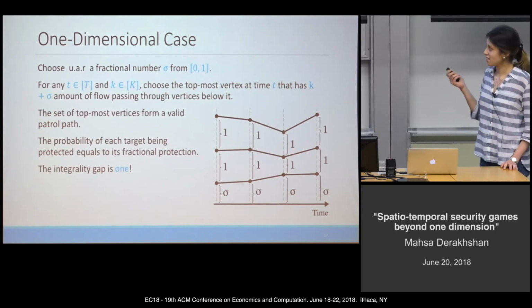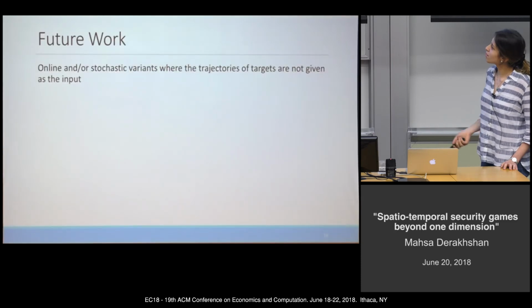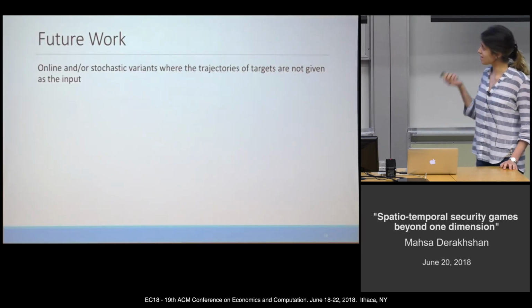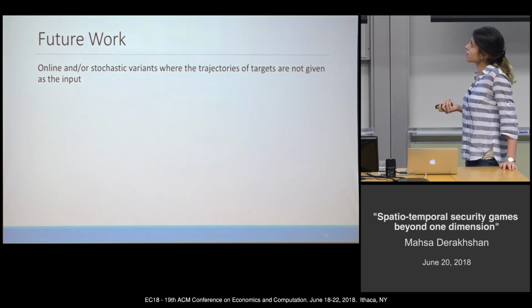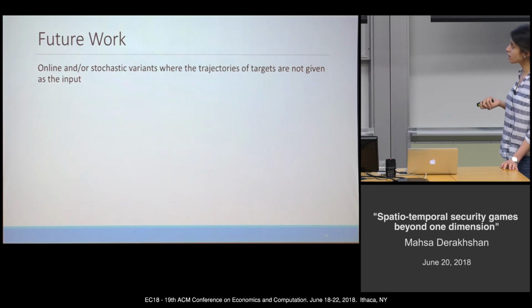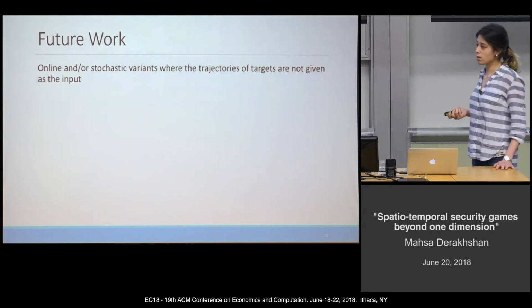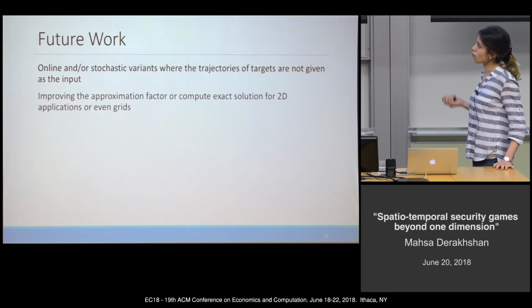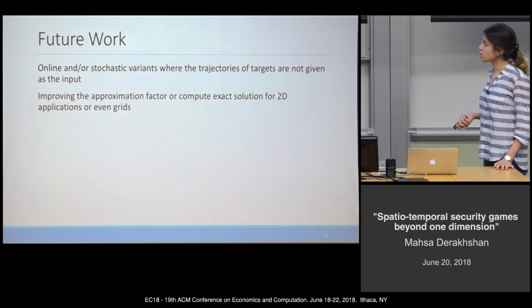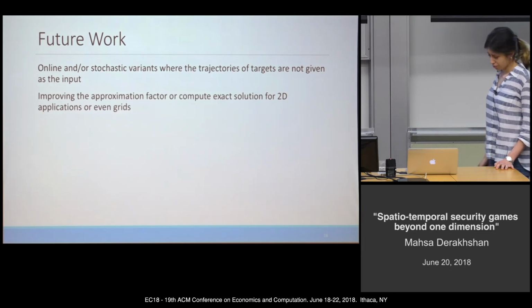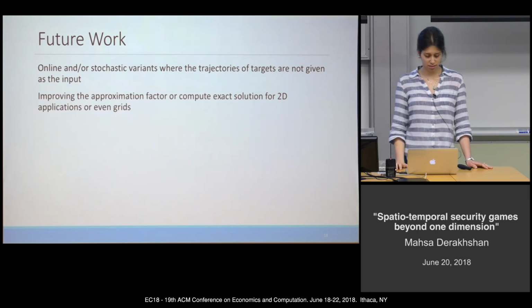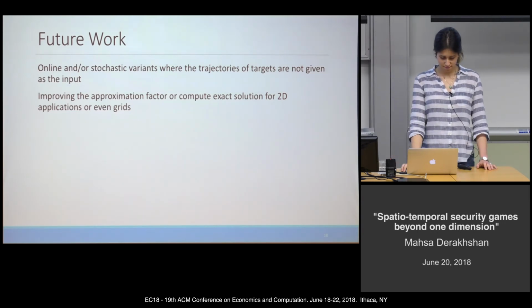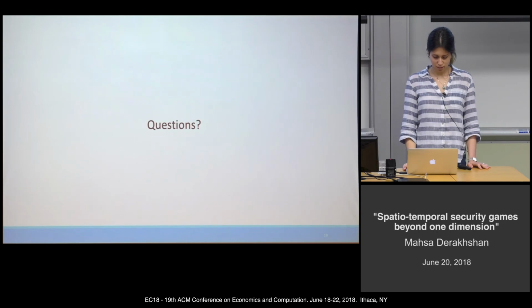And that's it. For future work, there are some possible directions: looking at online or stochastic variants where the trajectories of patrols are not given as input, and seeing whether it's possible to give polynomial time algorithms or improve the approximation factor for special cases, for example two-dimensional graphs or even grids. Questions?